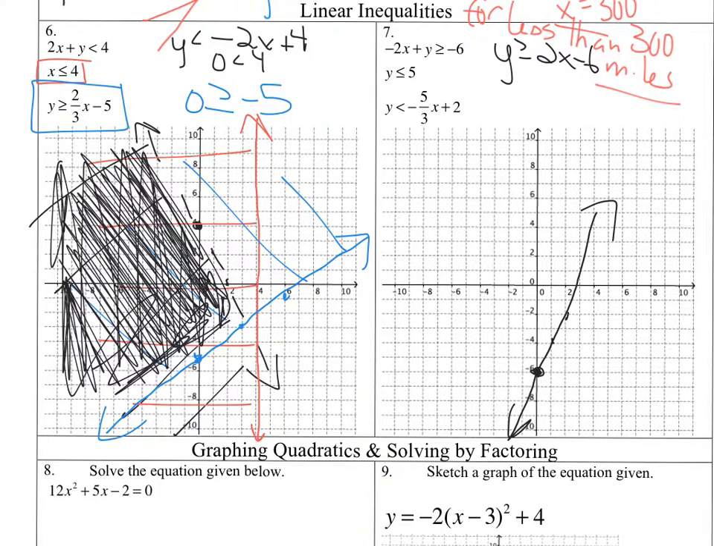And then I'll plug in 0, 0. 0 is greater than or equal to negative 6. Is 0 greater than or equal to negative 6? Yes, it is. So I shade that way.